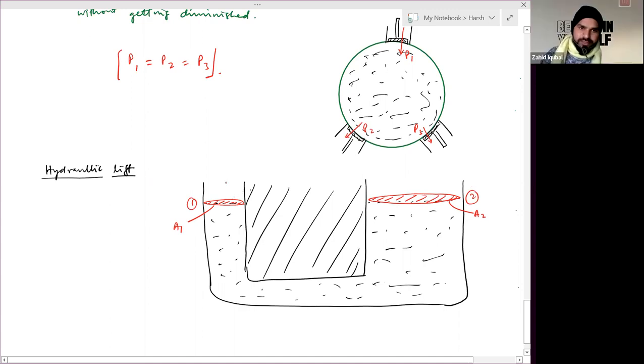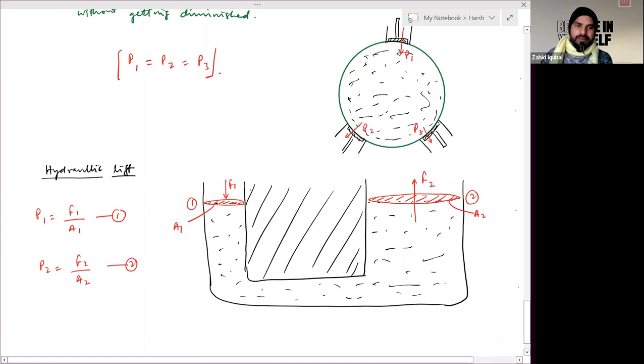If a force F1 is exerted at this point, it will exert a pressure P1 equal to force divided by area of cross section. Let's say this is equation first. According to Pascal's law, a pressure exerted at any one end will generate the same amount of pressure at the other end. So pressure at point 2 will be F2 divided by area of cross section. Let's say this is equation 2.